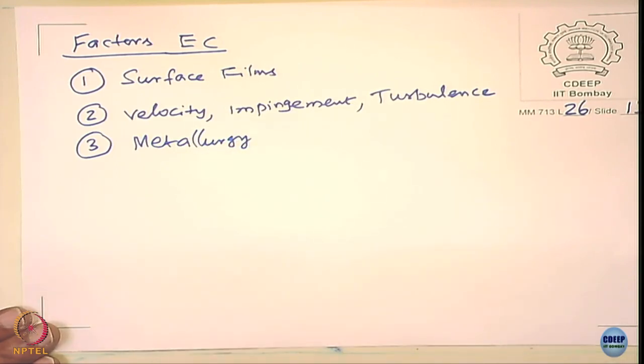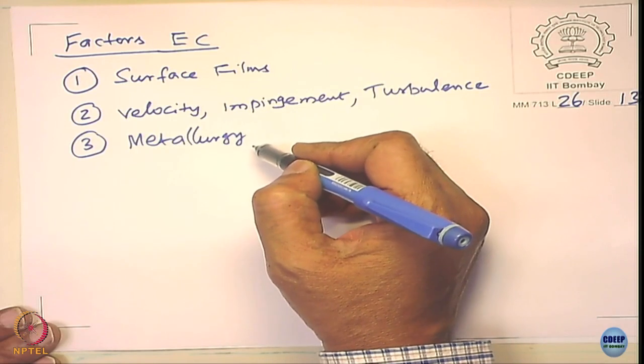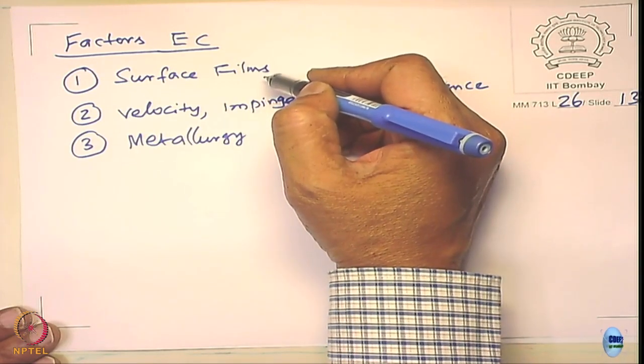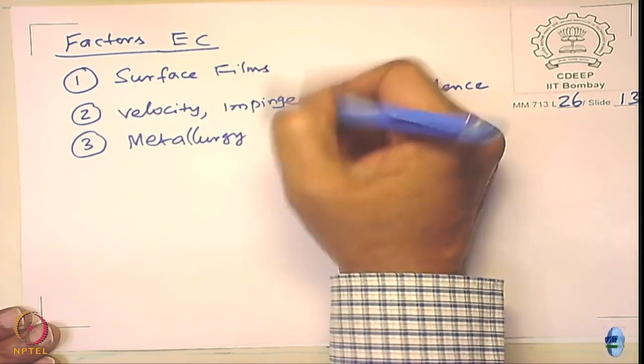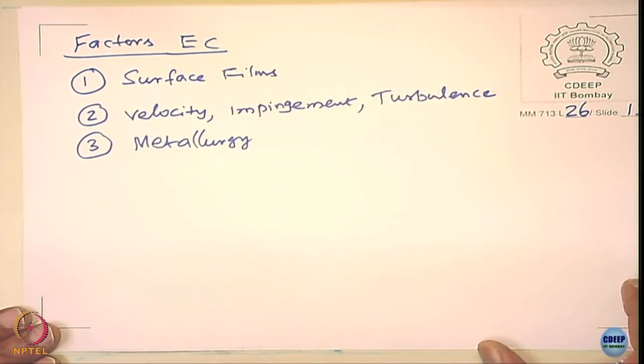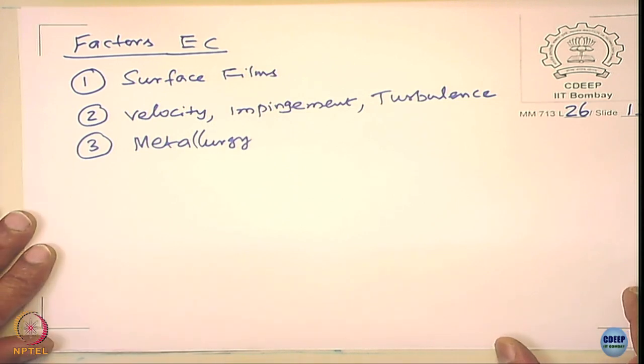The metallurgy of the alloy will also decide the surface films; it is not necessarily that they are independent. But by metallurgy here we generally mean the other mechanical properties such as hardness, toughness, all kinds of things. So, let us look at the surface films. Let us take the first one.